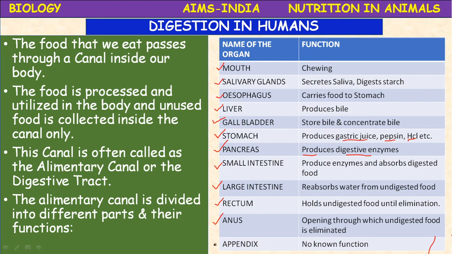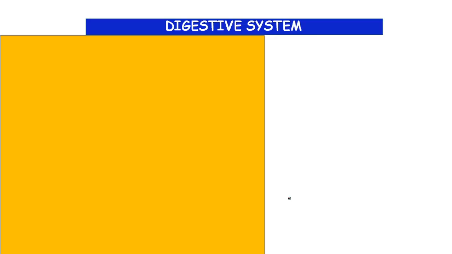The appendix is also attached to the large intestine, in the cecum region, and this appendix is a vestigial organ. It plays no role in the process of digestion. Its function in human beings is not exactly known. So it is one of the vestigial organs. Okay, let us proceed.